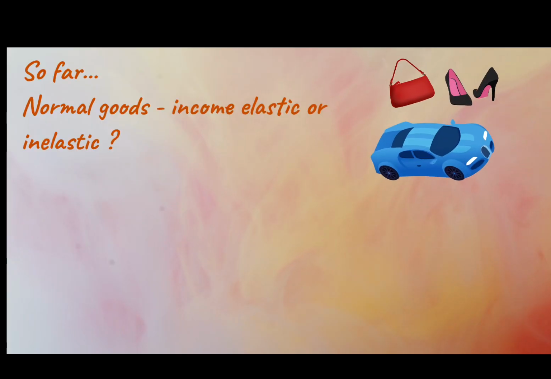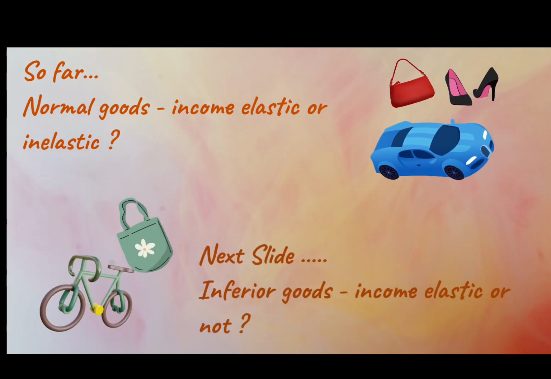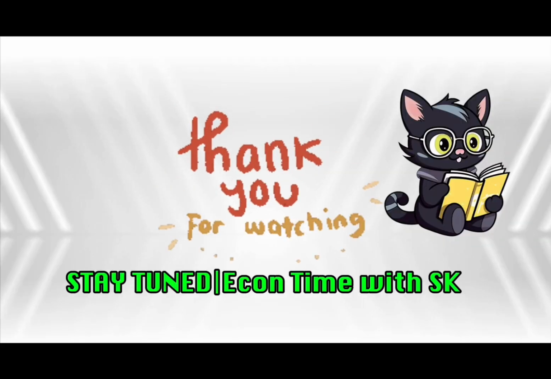In this slide, we discussed normal goods, specifically whether they are income elastic or income inelastic. In the next slide, we're going to look at the case for inferior goods. Again, we will be looking at what we mean by inferior goods being income elastic or income inelastic.